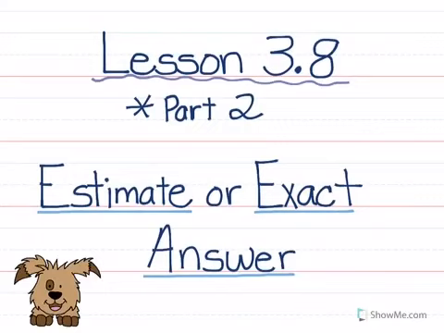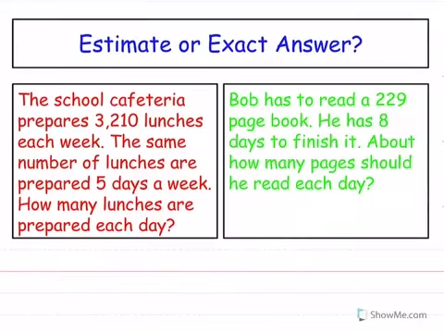3-8, Part 2, Estimate or Exact Answer. Estimate or exact answer. The school cafeteria prepares 3,210 lunches each week. The same number of lunches are prepared 5 days a week. How many lunches are prepared each day?